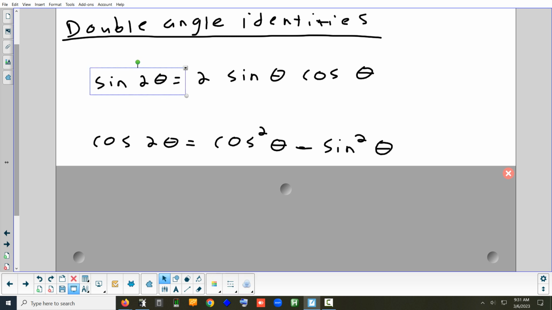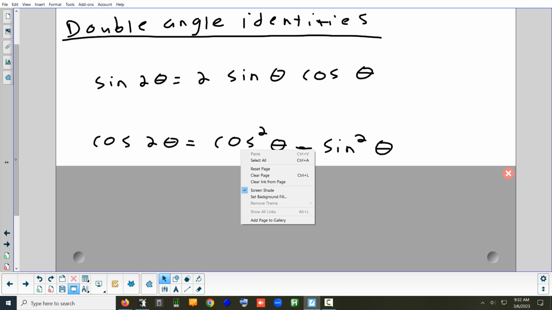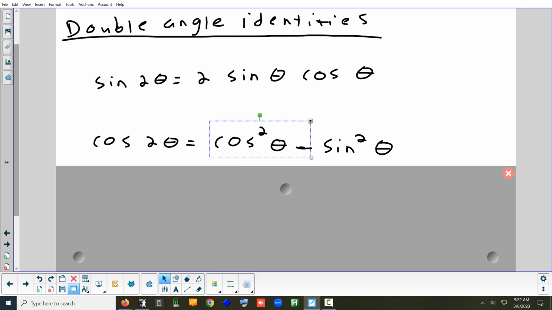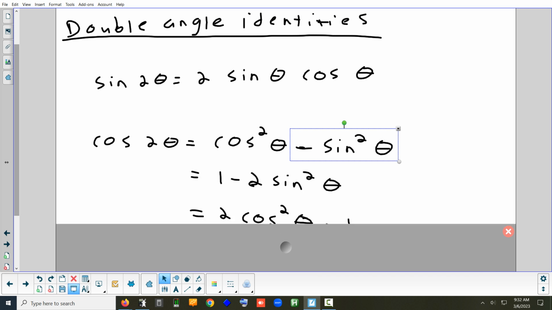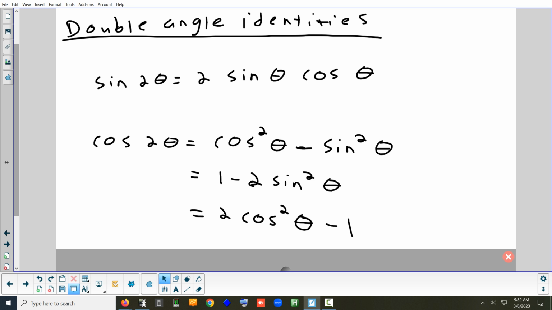All these formulas that I'm showing you are what we call double angle identities. When you have an angle that's been doubled, and you want to get rid of the 2, this is how you do it for sine. This is one way to do it for cosine. Cosine squared minus sine squared. I just proved that one to you. Here's another way to do it. And here's a third way to do it.